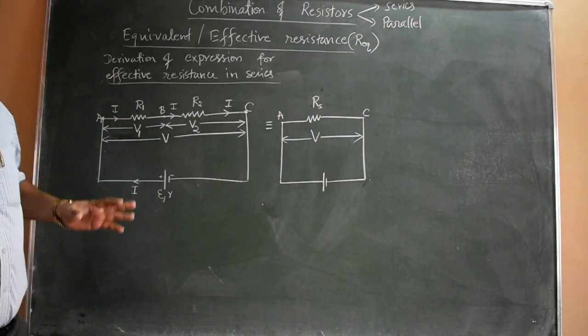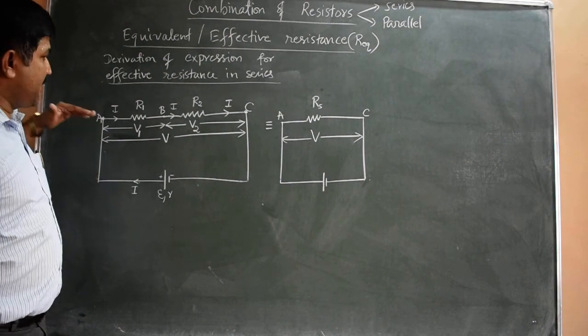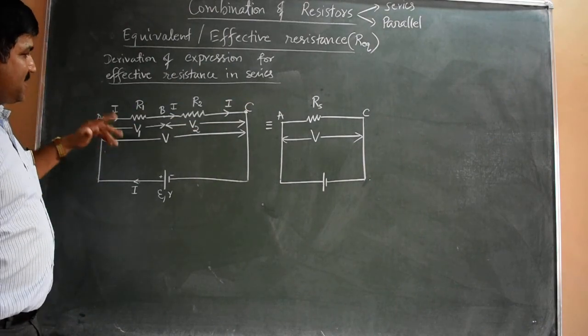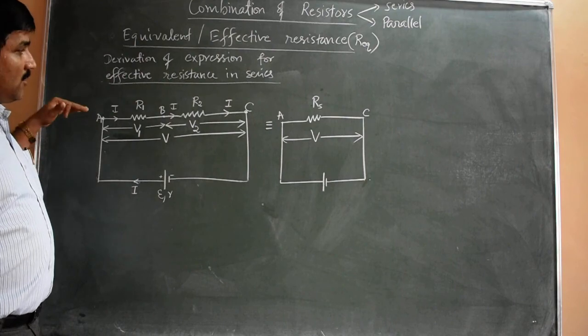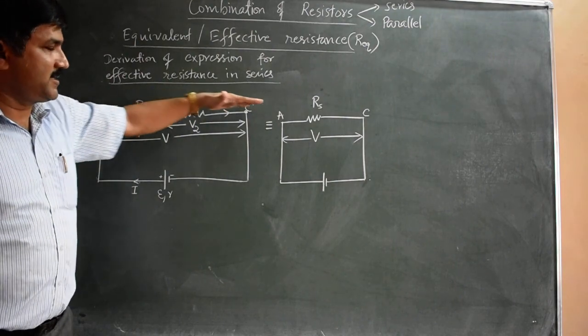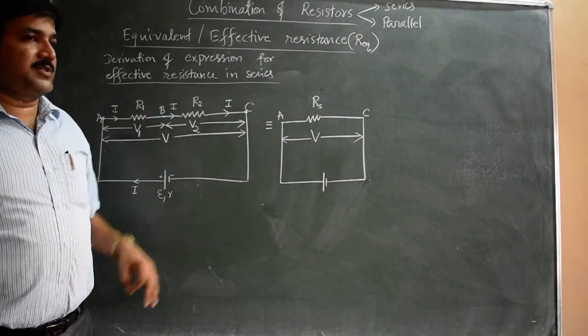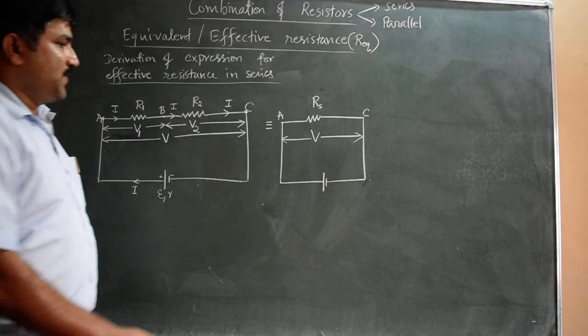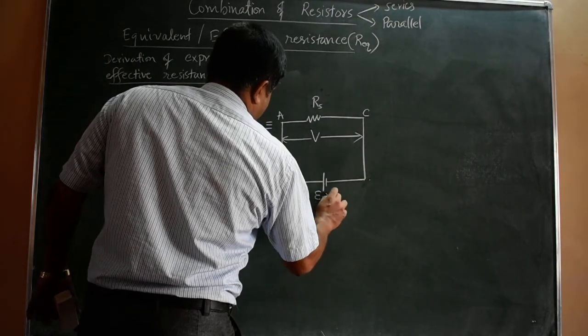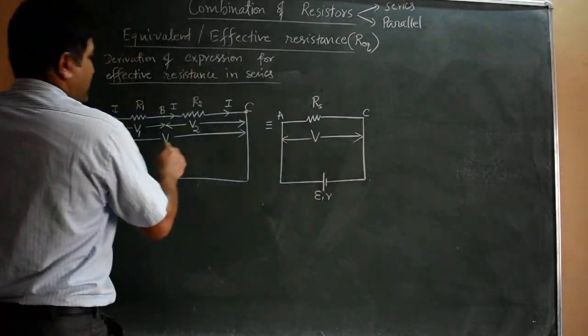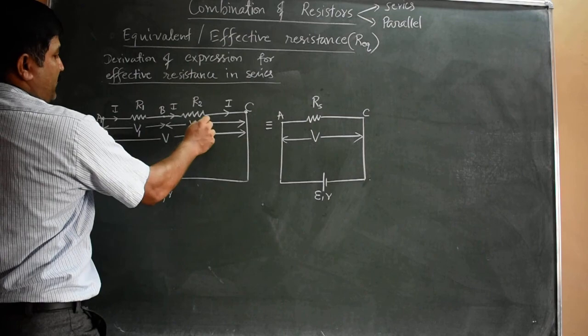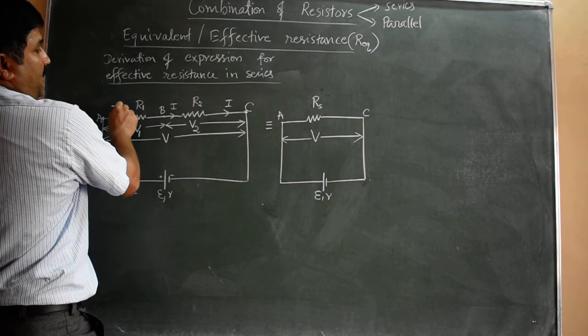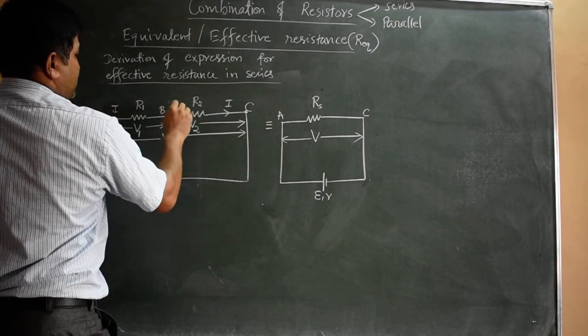Remember, in a series combination, the same current flows through all the resistors, in the same branch. So the same current flows in a series circuit, and the current drawn from the cell is also the same. So this is equivalent. Again, the bottom part is not compulsory; only R1, R2, V1, V2, V and current I, that much is enough in the circuit.